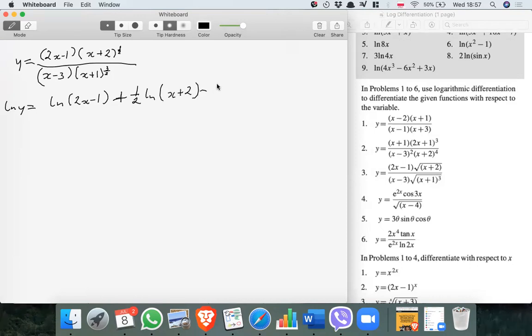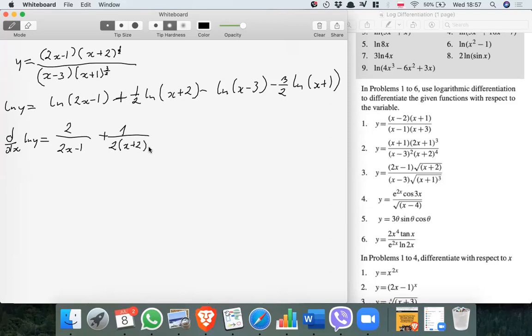And then minus natural log of x minus 3, and last but not least minus 3 over 2 natural log of x plus 1. So next step is to take a derivative of this, d over dx of ln y, and we're going to end up with 2 divided by 2x minus 1, and then plus 1 over 2 bracket x plus 2.